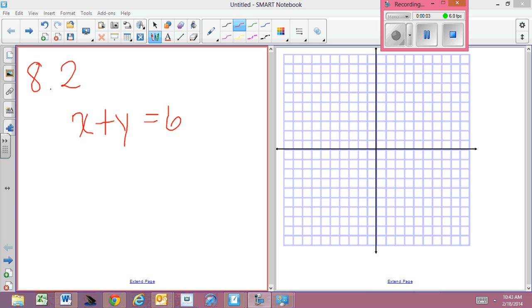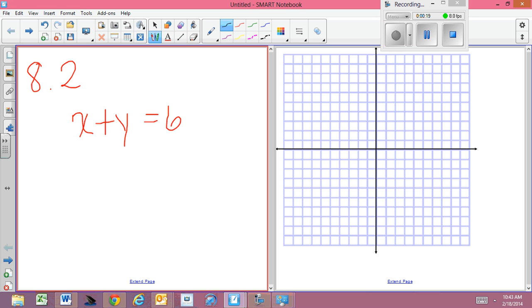All right, in section 8.2, we were learning how to plot points and how to graph lines. Later in the chapter we did learn easier ways to graph lines, but I'll review with you how we first learned how to graph lines. If I asked you, give me a solution to the equation x plus y equals 6, you could make up anything you want for x, plug it in, solve for y, so you could figure out 0, 6 is a solution, 1, 5 is a solution, 2, 4 is a solution.